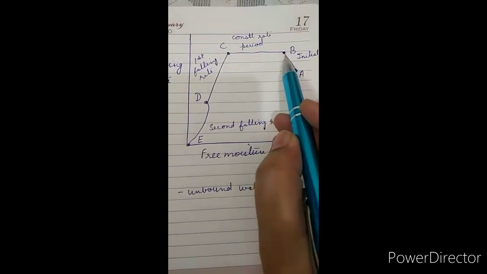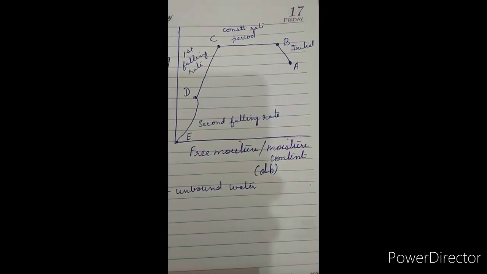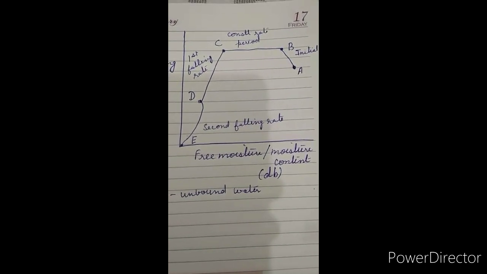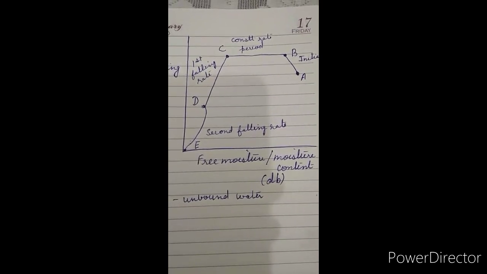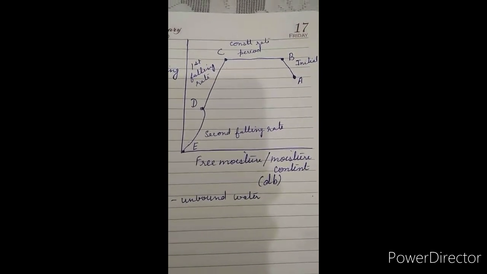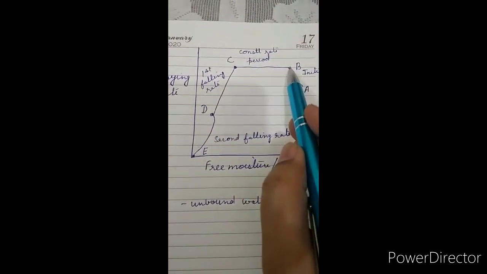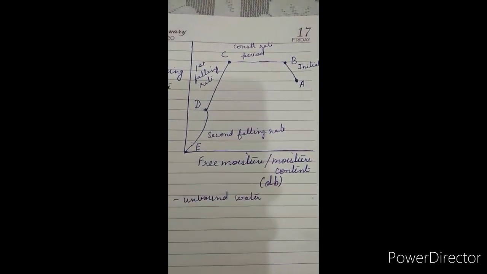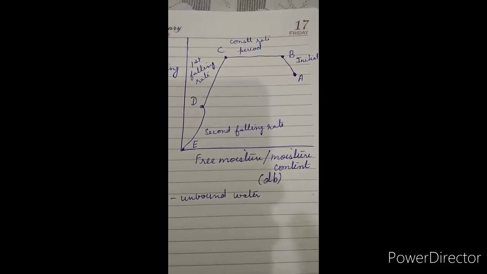From point B to C, in simple words, the product which is being dried acts as a free water surface, and water evaporates as if it is evaporating from a free water surface. Hence, the drying rate is constant, and this is known as constant rate period. Mind it, the water activity is equal to 1 here.